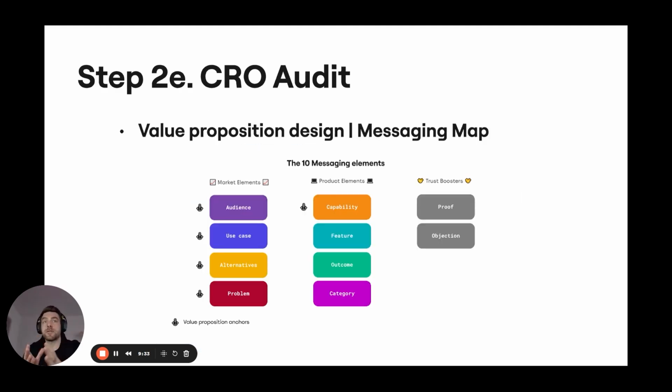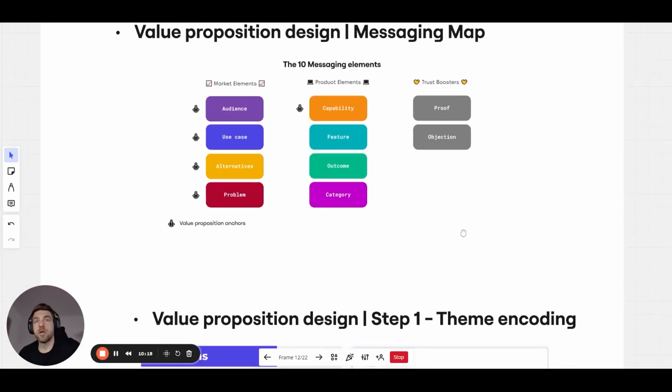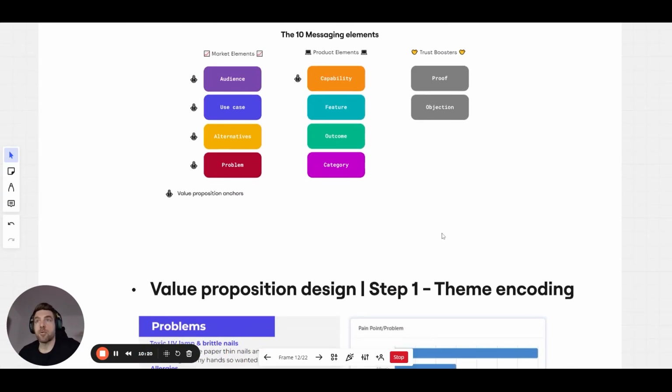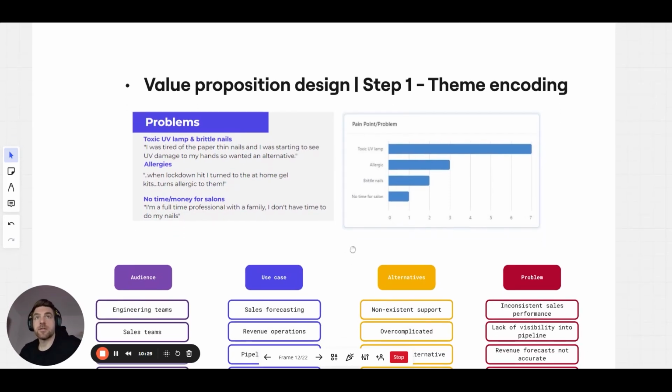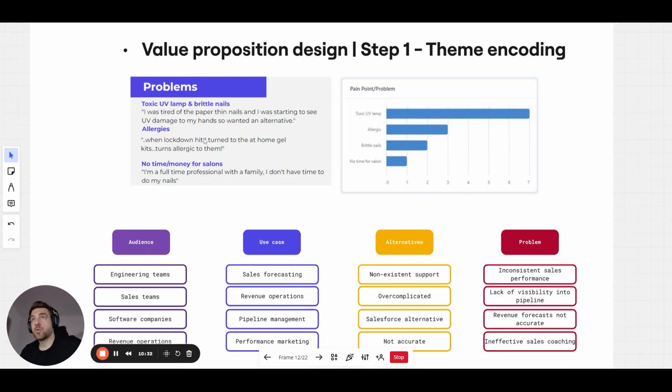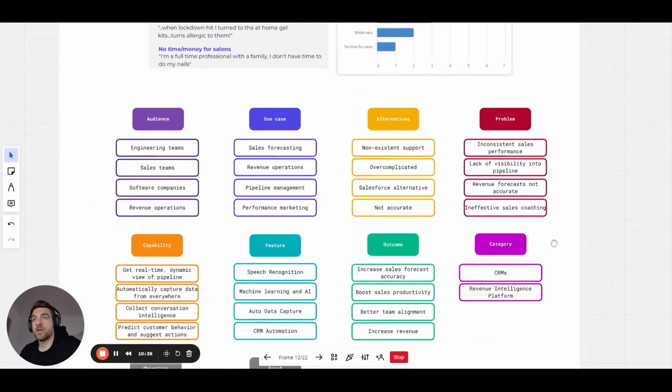The next thing I want to spend a little bit more time on is how we craft messaging and value propositions. The instrument we use here is the 10 messaging elements, and these are buckets of market messaging, product messaging, and trust boosters, which we use to craft value propositions. We're going to analyze and encode the themes from each of our answers. We're going to provide you with some direct quotes in the CRO audit, so you can also read that.